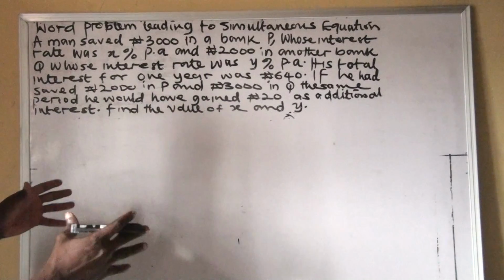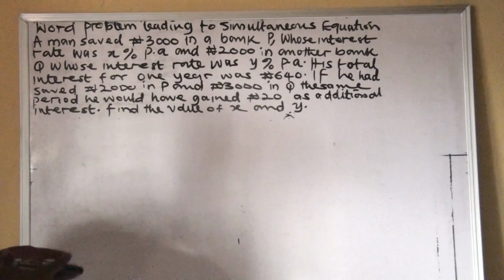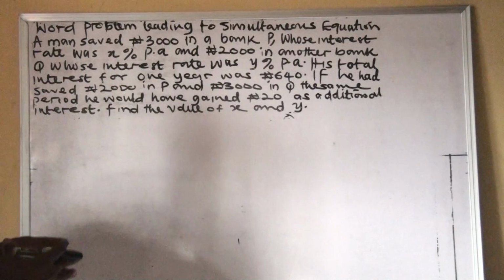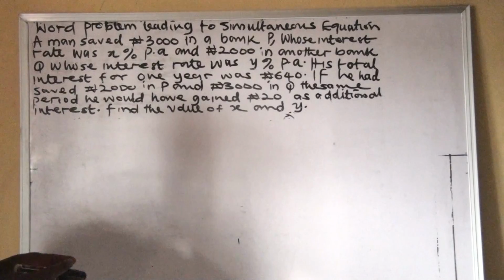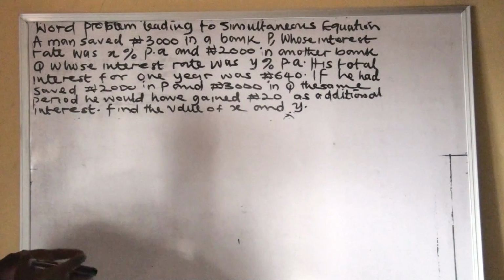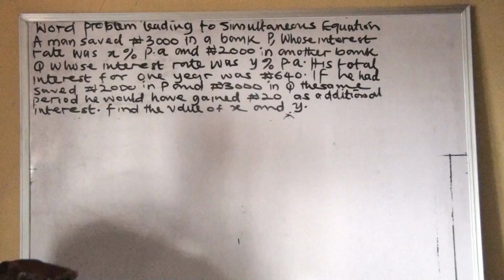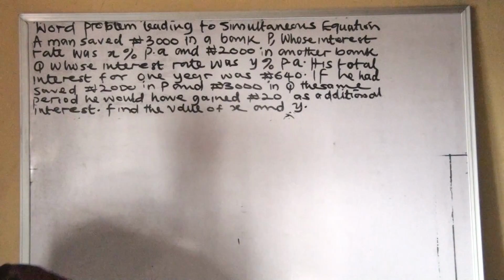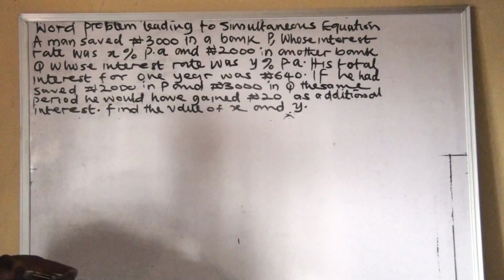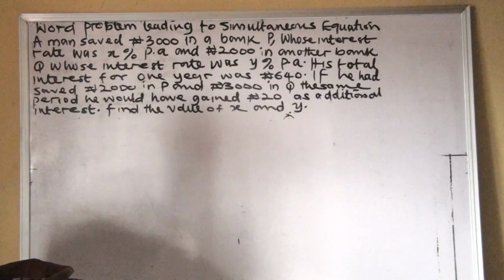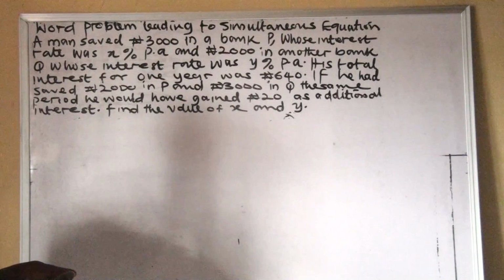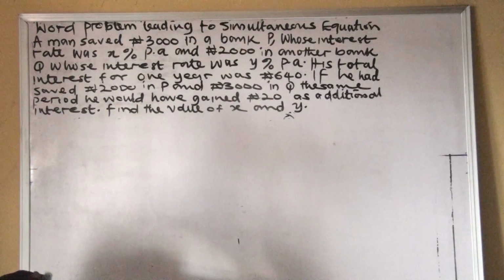They say a man saved 3,000 naira in bank P whose interest rate was X% per annum, and 2,000 naira in another bank Q whose interest rate was Y% per annum. His total interest for 1 year was 640. If he had saved 2,000 naira in bank P and 3,000 naira in bank Q for the same period, he would have gained 20 naira as additional interest. Find the values of X and Y.